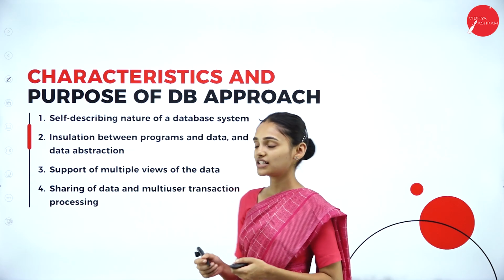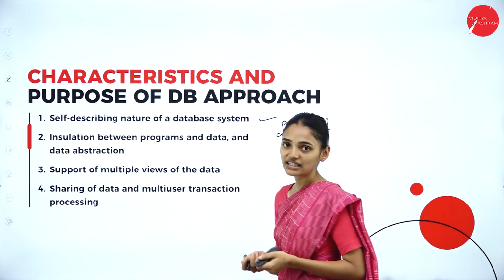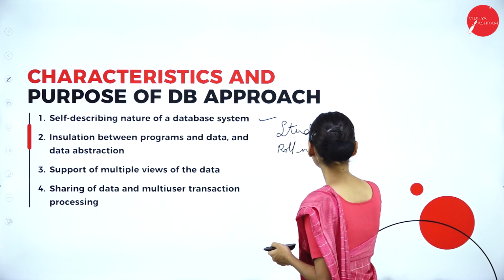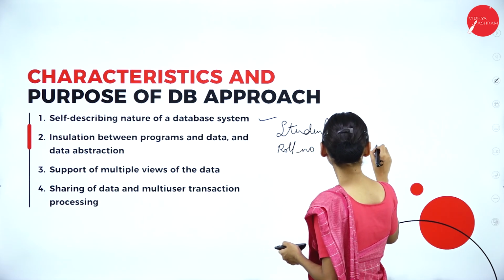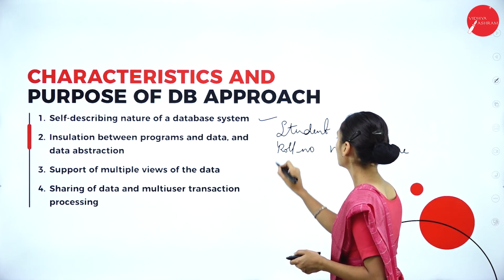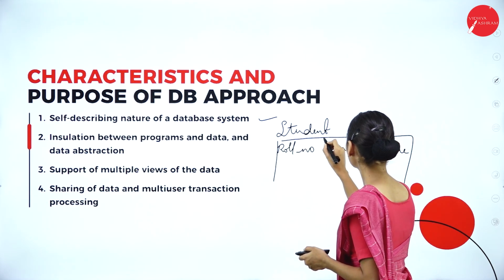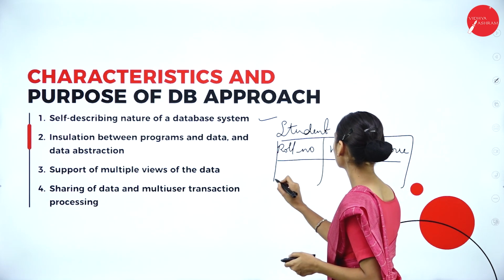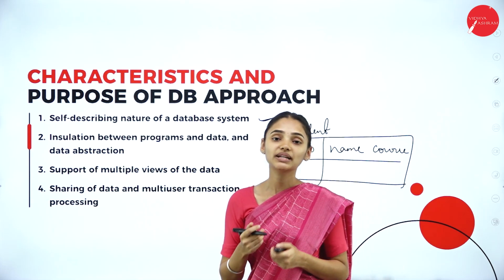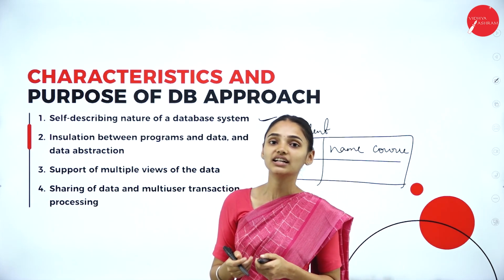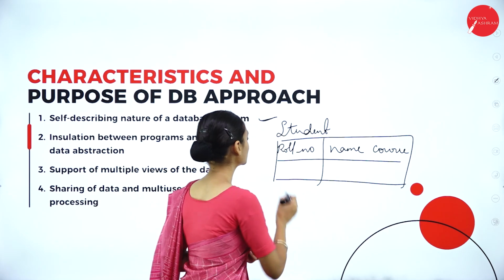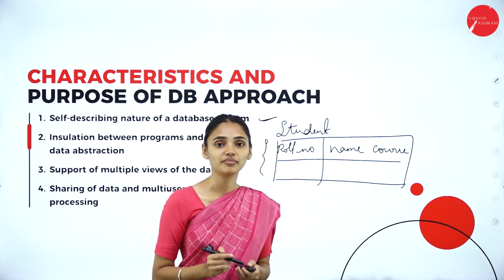Say for example, I say student. So in student table, we create roll number, name, course. So here, which includes metadata. Metadata describes or defines the database structures and the information are stored in the catalog. So this is the database structure, that is called metadata.